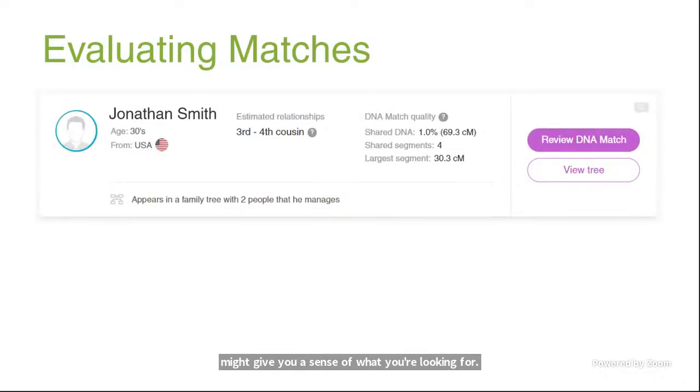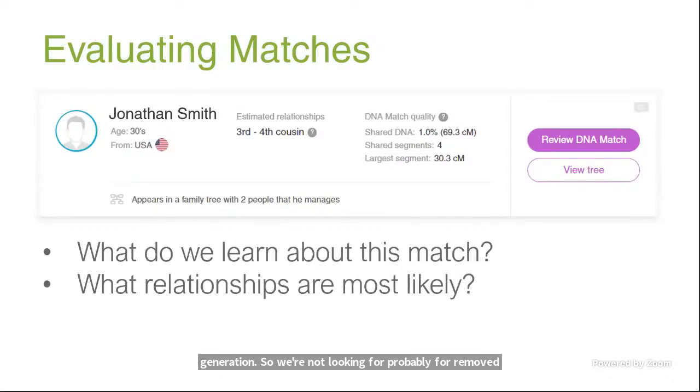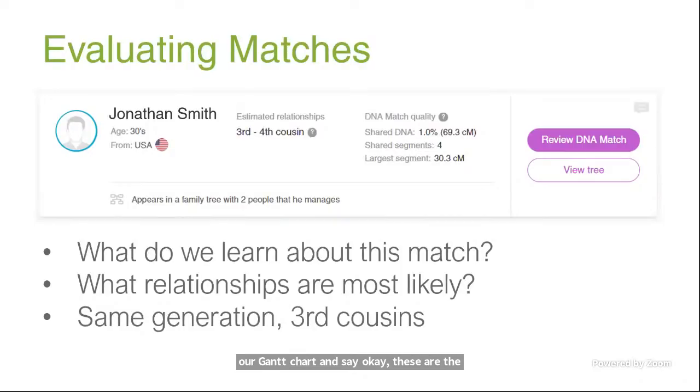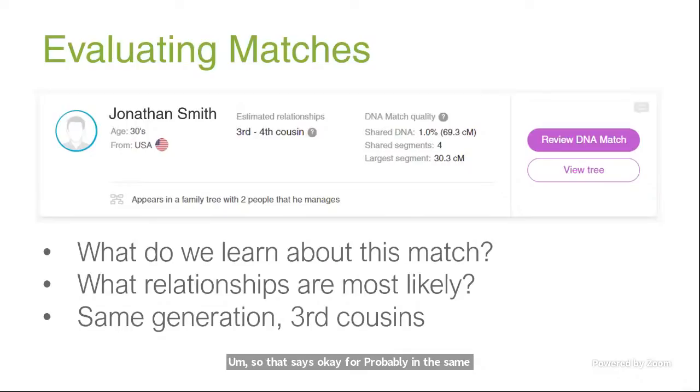So here's another example. This one's from MyHeritage. So in this case, what do we learn about this match? Well, he's in his 30s. That puts him more in my generation. So we're not looking probably for a removed. What relationships are most likely? He shares 69.3 centimorgans. So I can go look at the shared centimorgan chart and say, okay, these are the relationships. And then I focus on the ones that don't have removes. So that says, okay, we're probably in the same generation. We're maybe about third cousins. And then that gives you kind of a sense.